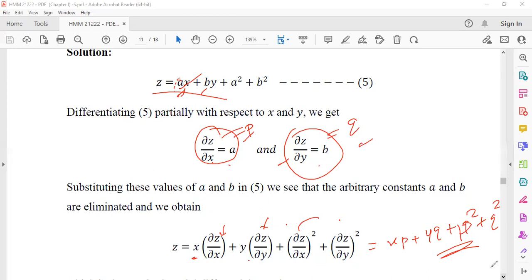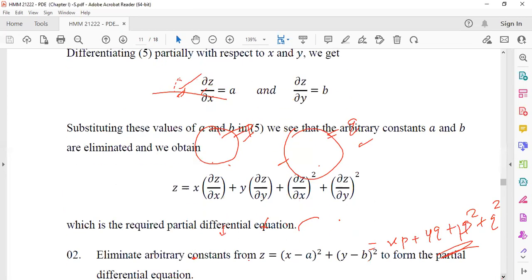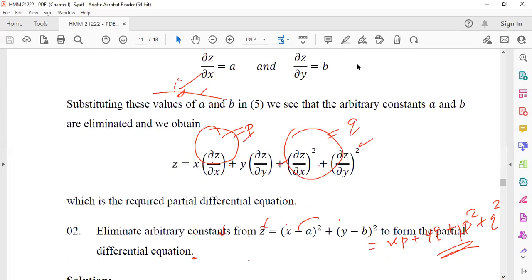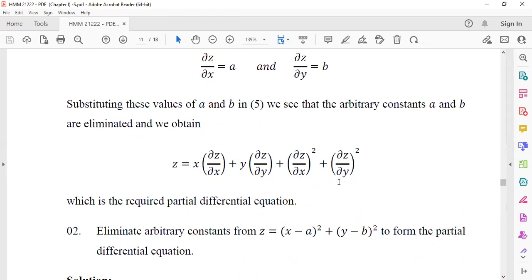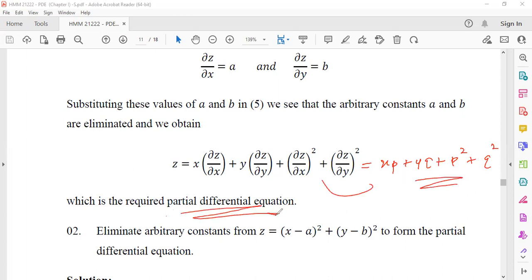So the answer will be this, that's all the answer, or the other way. You can write this one equal to xp plus yq. Please make use of this pq notation also. This is my answer, this or this. This is the required partial differential equation.